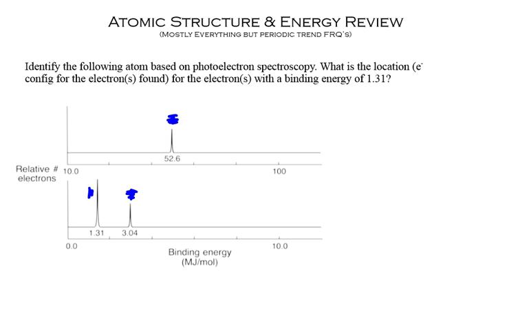So first, identify the following atom based on photoelectron spectroscopy. What is the location? Well, let's talk about that first. Do we know what this is? You have to figure out based on the relative amounts of electrons and the binding energy what atom this is. Can you figure that out? And then, if you can, what is the location?